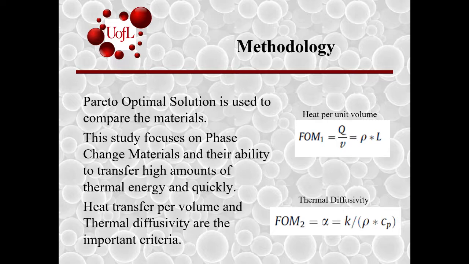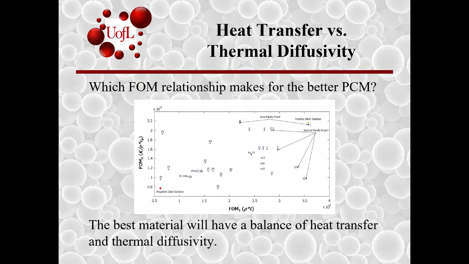If we look at the formulas, both of them use density in their equations. But one of them is in the denominator, meaning that they're inversely proportional to each other. As one value increases, the other one will decrease. In the study, they look at heat transfer versus thermal diffusivity to determine which makes for a better phase change material.